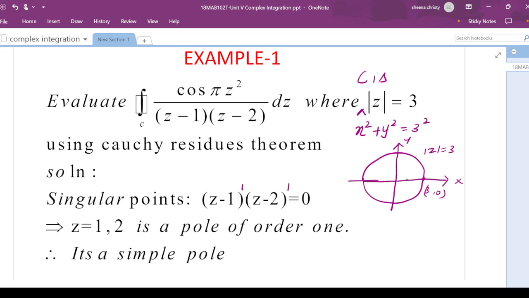Now you have to observe whether z equal to 1 lies inside or not. Absolutely, z equal to 1 lies inside, because it refers to the point 1, 0. Likewise, z equal to 2 also lies inside because it refers to the point 2, 0. Since the radius of the circle is 3, definitely these 2 points lie inside the circle mod z equal to 3. So 2 points lie inside. Now we are going to see how to evaluate by making use of Cauchy's residue theorem.